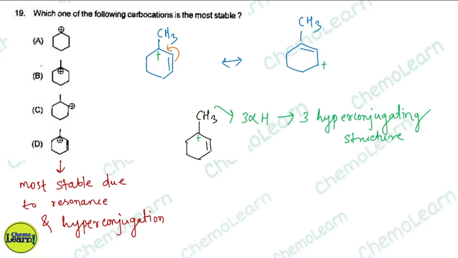So, here resonance can take place and due to resonance we have 2 resonating structures, and also there are 3 alpha hydrogens. This is alpha to the positive charge. So, we have 3 hyperconjugating structures also. So, due to hyperconjugation and resonance, this one is the right answer. This one is the most stable carbocation.